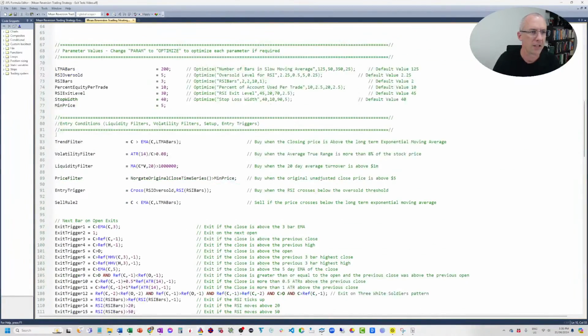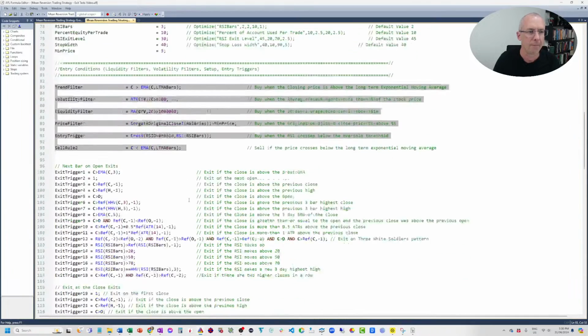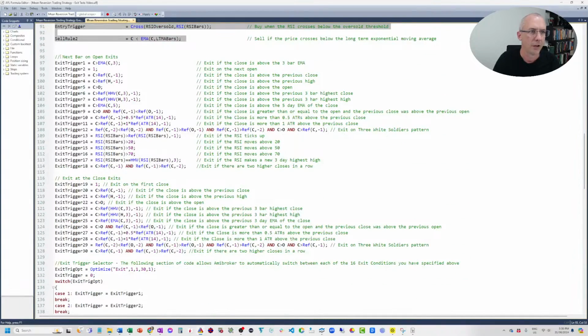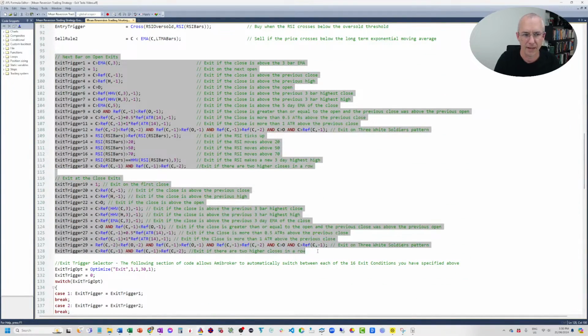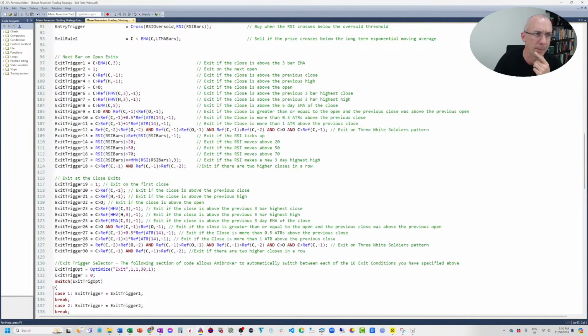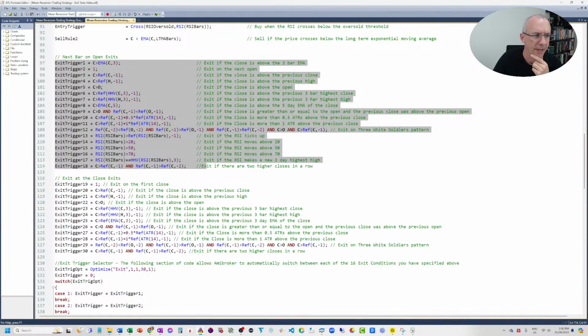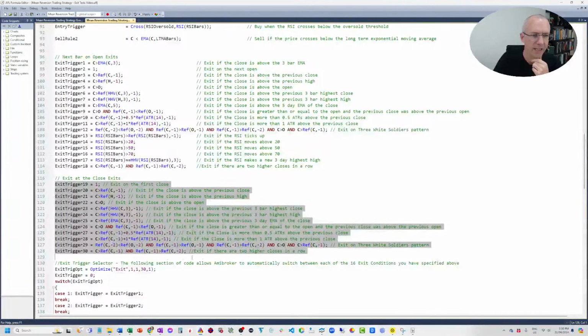And I'll scroll down. You can see that the bulk of it is the same, except I've added 30 different exit triggers here. The first 18 of them are next bar on open exits, and exits 19 to 30 are exiting at the close. Now I'll go through these rules in a minute, but let me explain how this works.